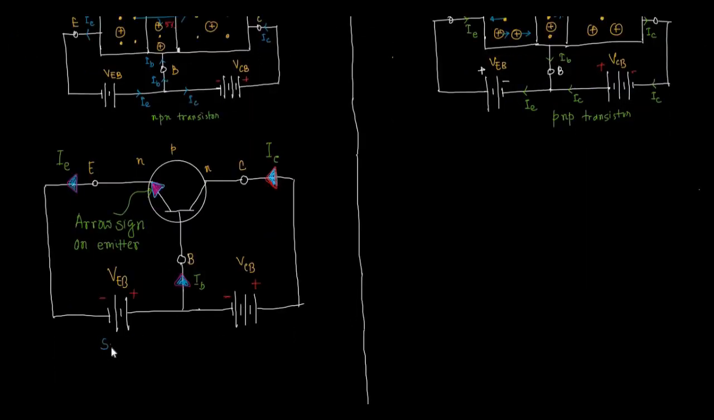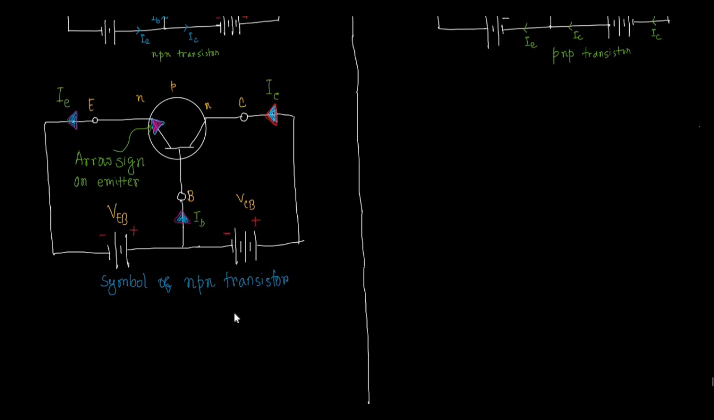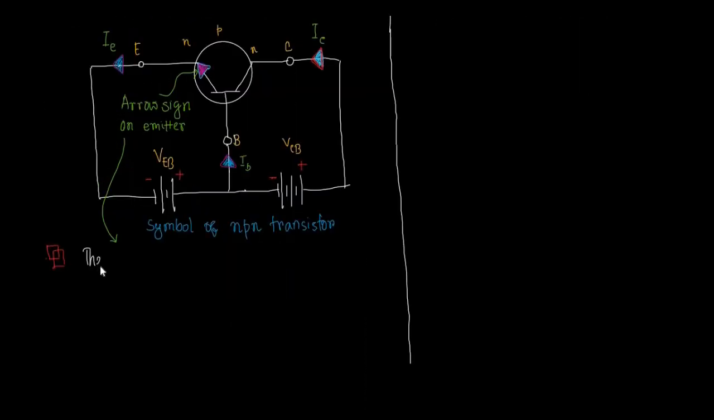And this is the symbol of NPN transistor. For NPN transistor, collector current IC and base current IB flow into the NPN transistor, and emitter current IE flows away from this transistor.